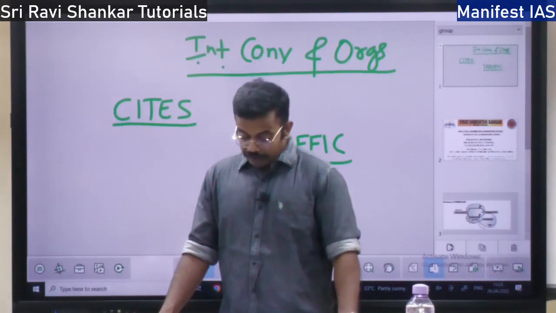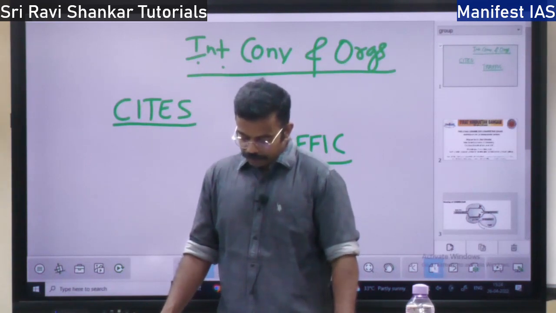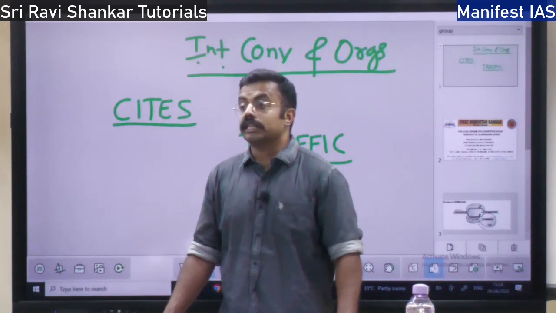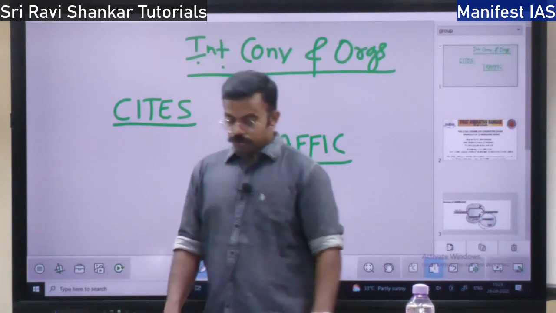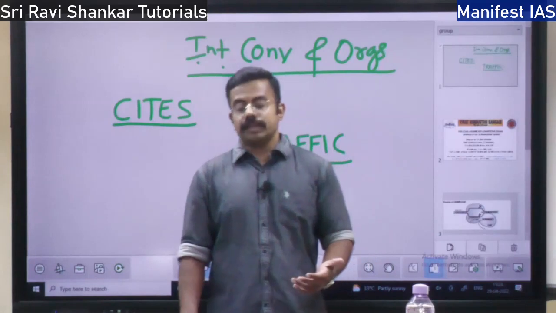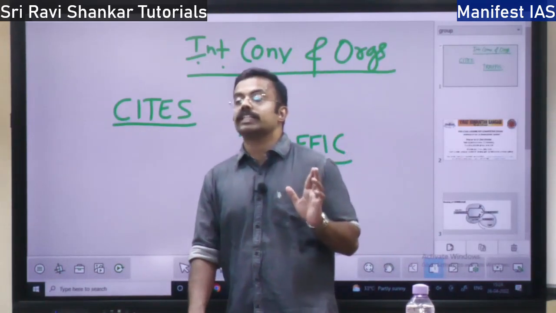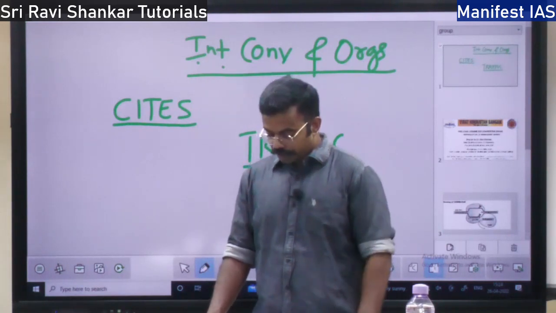So what are the migratory species? We have 182 migratory birds in India. So that is why this convention is very, very important. What national effort have we taken to conserve the species? We have a national action plan for the conservation of migratory species.